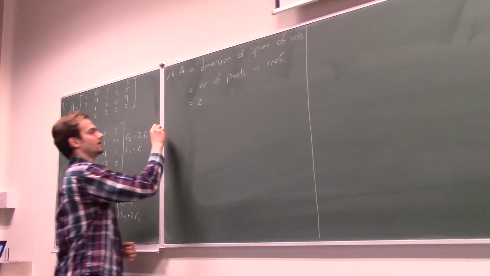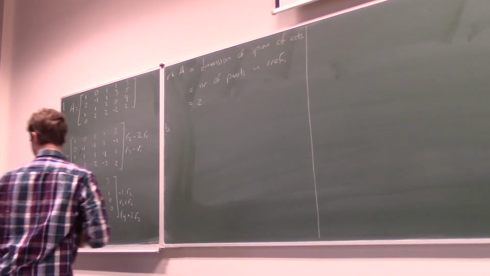Okay, next question. Question B is determine the dimension of the null space of A. So let's start at the end. Is it clear what the null space of A means?